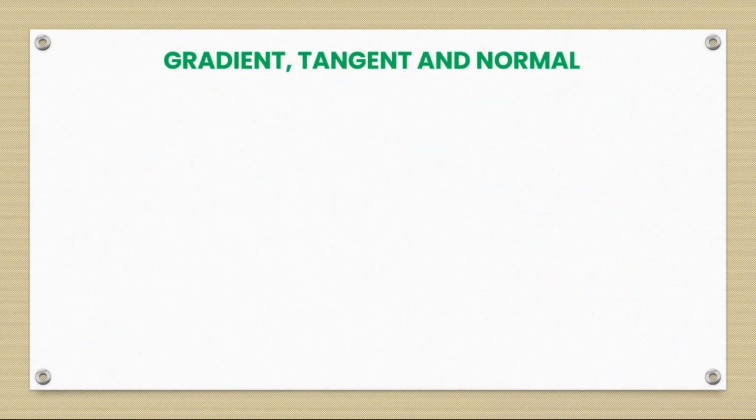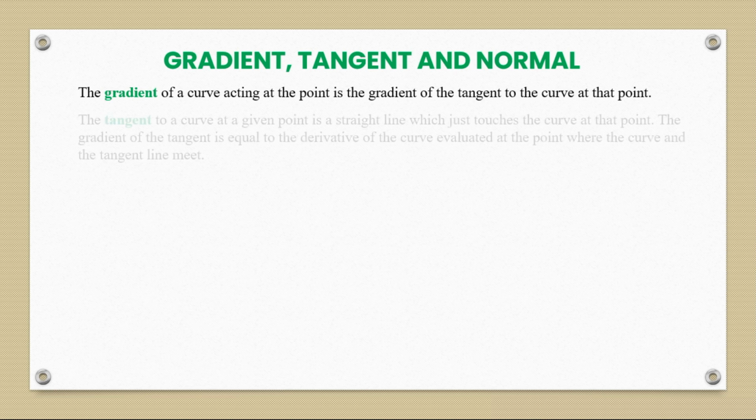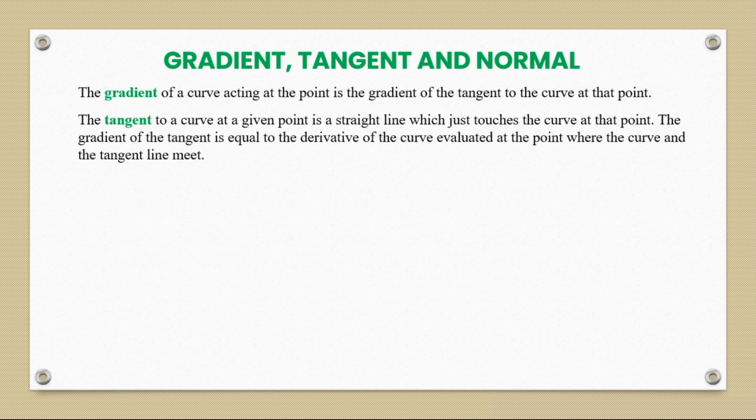Alright, so let's look at gradients, tangents and normals. Remember that a gradient is the slope of a line. But now we can also see that the gradient of a curve at a point is also the gradient of the tangent to the curve at that point. The tangent to a curve at a given point is a straight line which just touches the curve at that point.